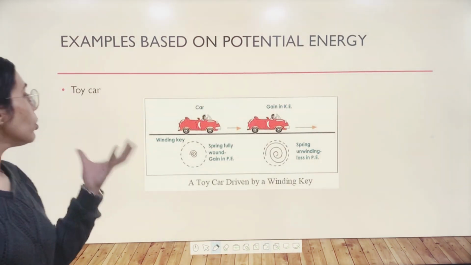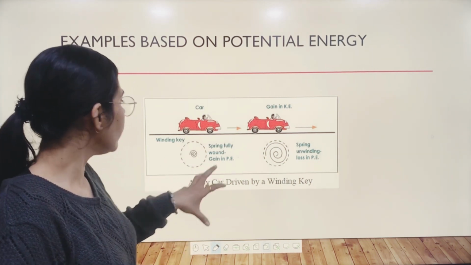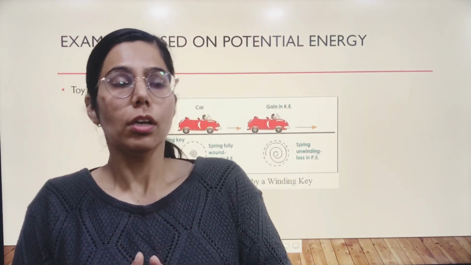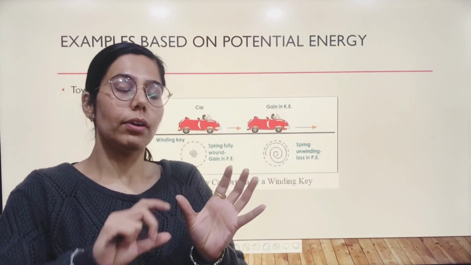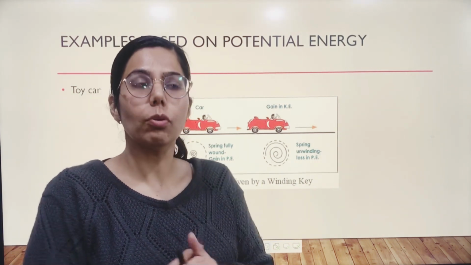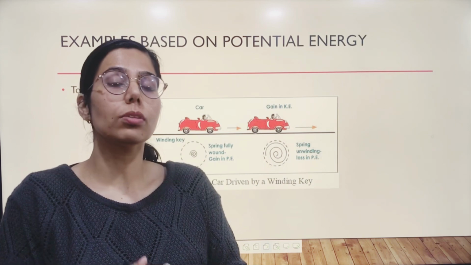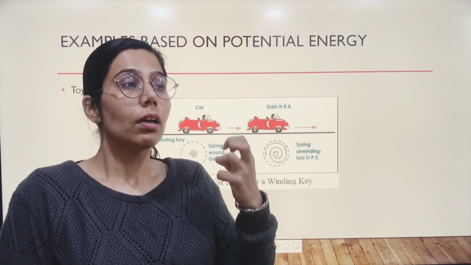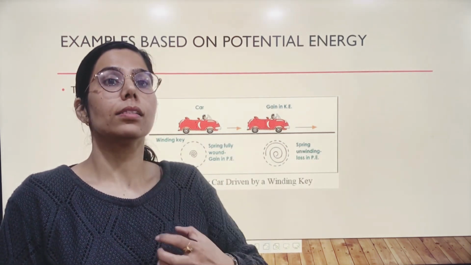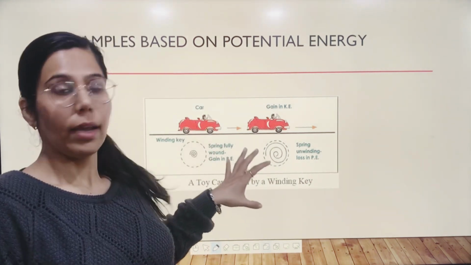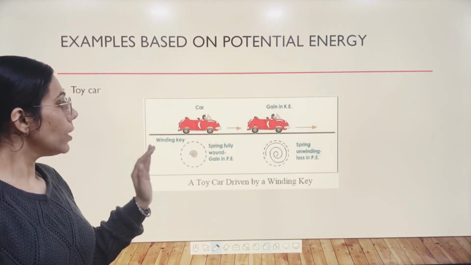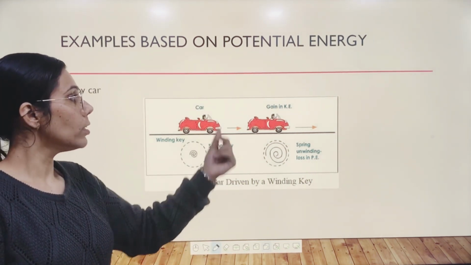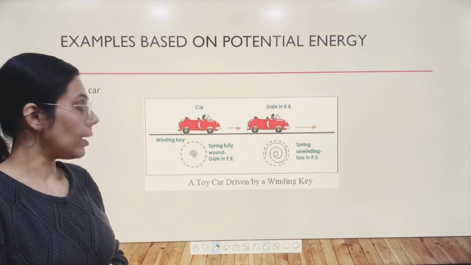Toy car. What do we do with the toy car? This is a car, and we wind the key. When we wind the key, the toy car moves. So while winding the key, we do some work on it, we give some energy to it. The energy that the toy car receives from us is the potential energy stored in the car. After winding the key, it will start moving, come in motion, and the energy of motion is the kinetic energy.